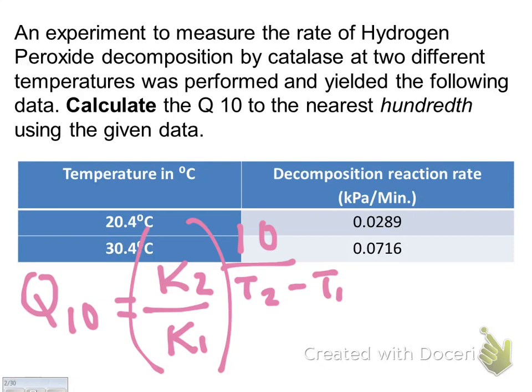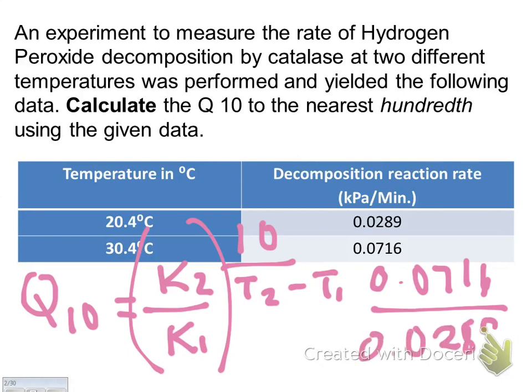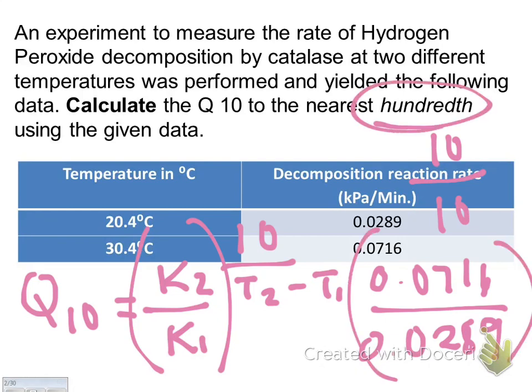So you would want to fill in 0.0716 divided by 0.0289, and then raise, so exponent 10 divided by 30.4 minus 20.4, which is 10. You should have got your answer to the nearest hundredth, which was 2.48, I believe.